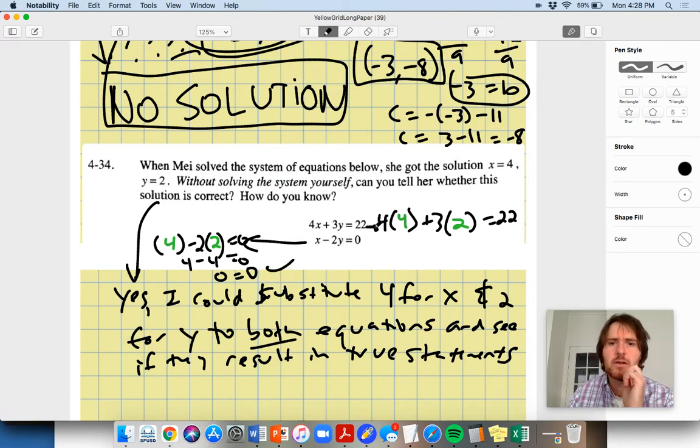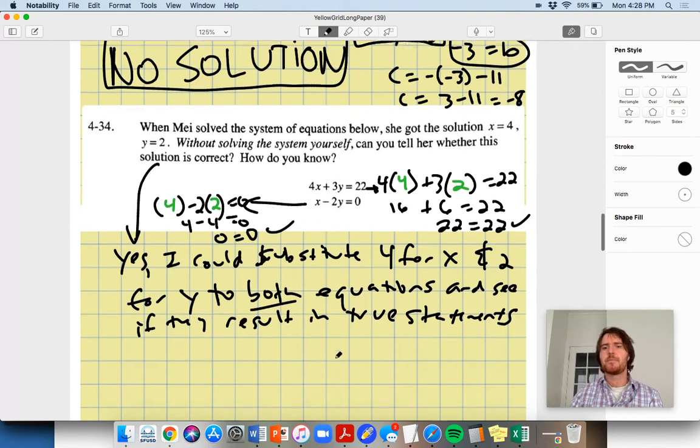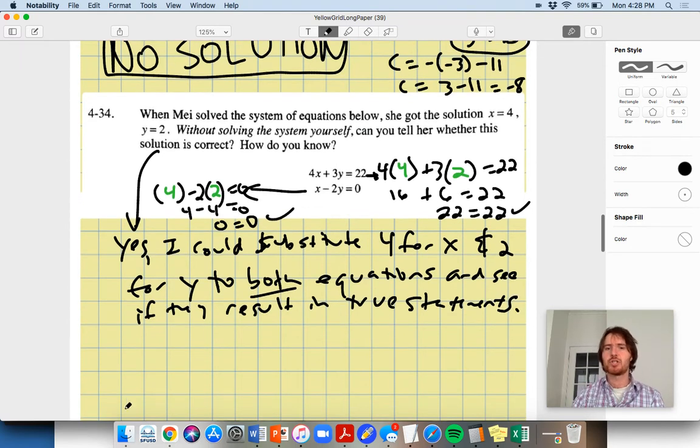Okay, so here, that's not a negative, right? This is 4 times by x. So this is 16 plus 3 times 2 is 6. Does that equal 22? Well, yeah, 16 plus 6 does equal 22, so it works out. Okay, well, it works out.